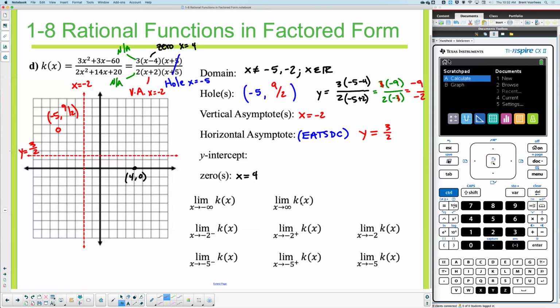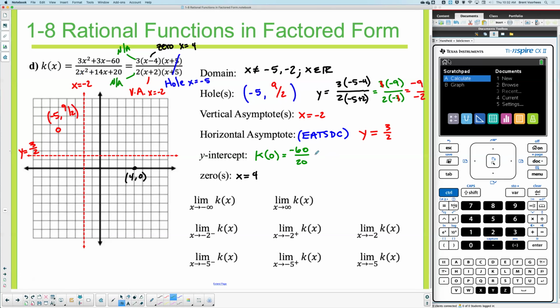Let's find the y-intercept. How do we find a y-intercept? Don't remember what to do? You plug in 0. You plug in 0 to your equation. So I'm going to do k of 0 here. What's going to happen is anything with an x, look at the standard form, makes it easier. Anything with an x cancels out. All you're left with are your constants. It's -60 divided by +20.